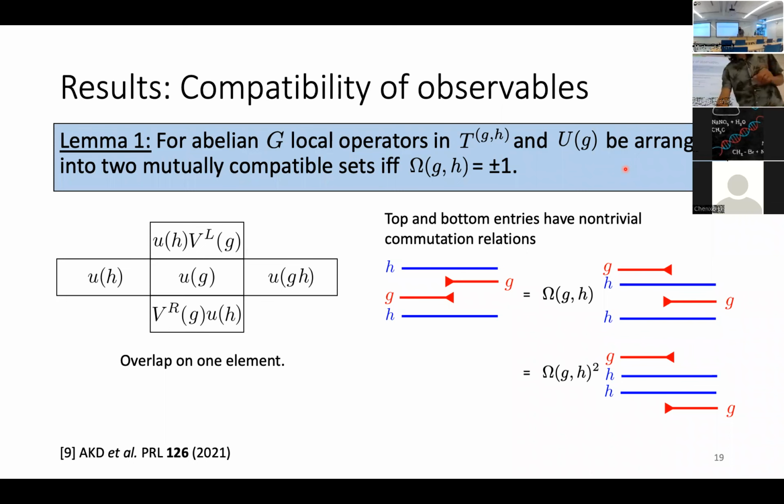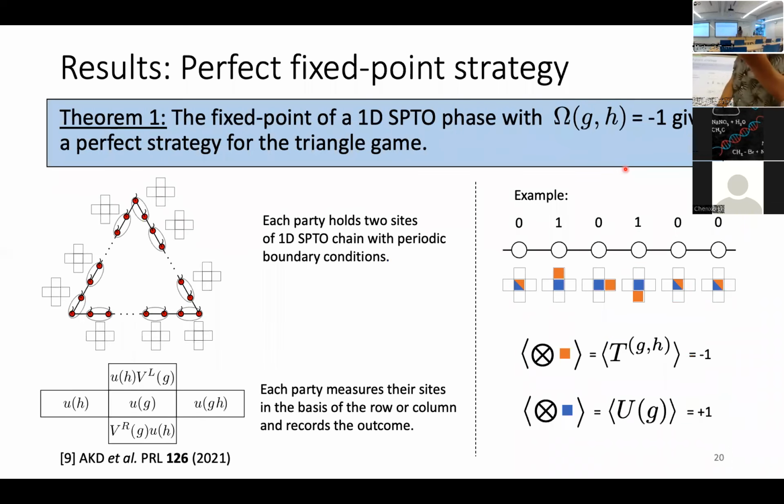Great. So with this, we can now construct a perfect strategy for this triangle game whenever the resource state that we utilize is the fixed point state of this 1D SPTO, as long as this omega of G, H is equal to -1. So how does this work? We'll just consider this big 2n spin 1D SPTO chain, have each party hold 2 constituent sites from that chain, and have each party measure in the eigenbasis of the commuting observables in the row or column of this table if their given input is a 0 or a 1, respectively.